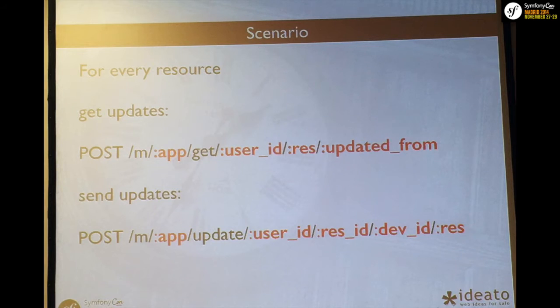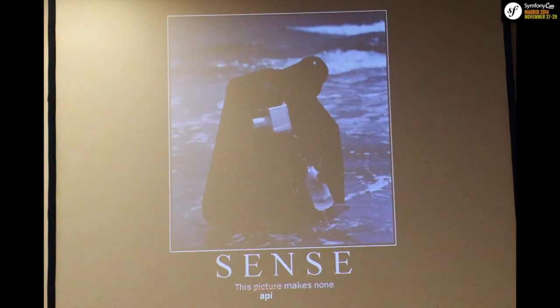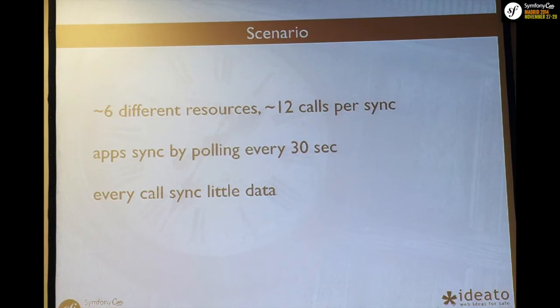Okay, so far so good, almost. In this scenario, this kind of API makes little sense, at least to me, because for every application we had on average 6 different resources. So one synchronization round trip took 12 calls, and apps sync by polling the server every 30 seconds.